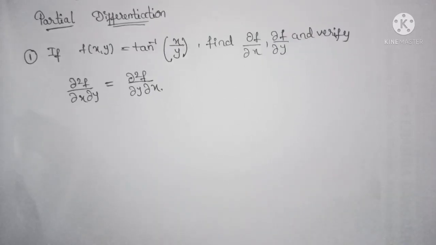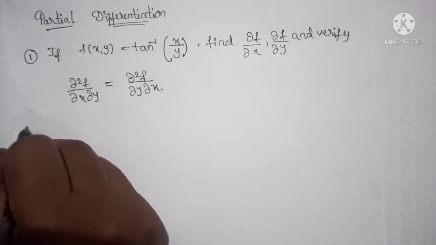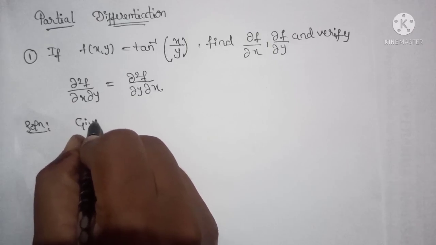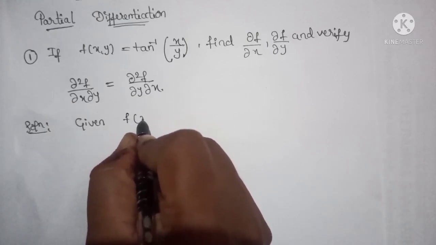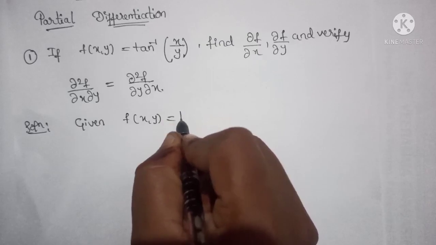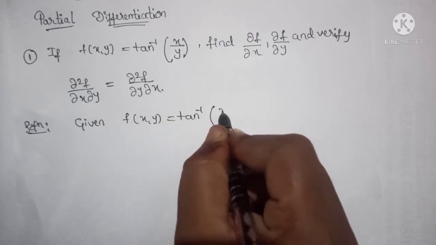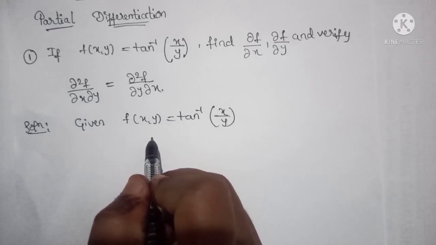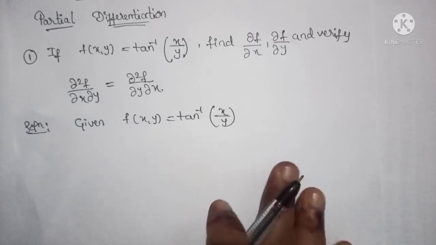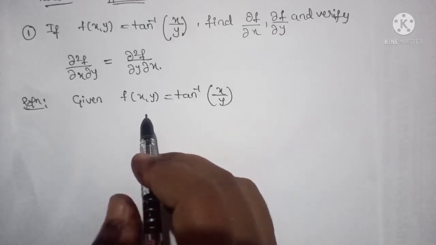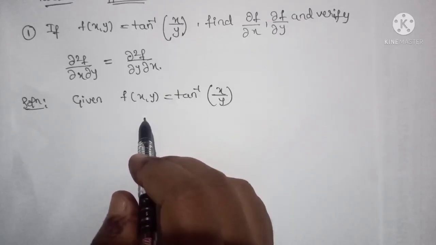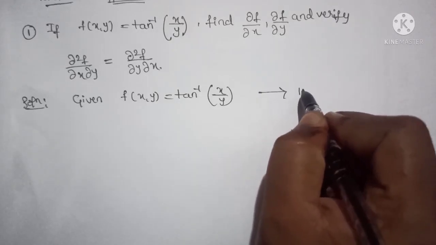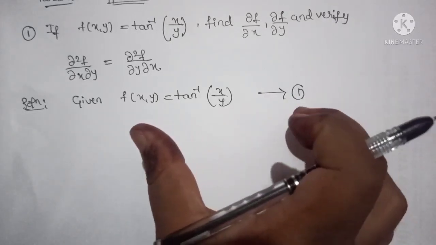Okay, so first let us write the given function. Given f is equal to tan inverse of x by y. Obviously it is a function of x and y, that is two variables. So this we differentiate first partially with respect to x, then with respect to y. So you may consider this as equation 1.